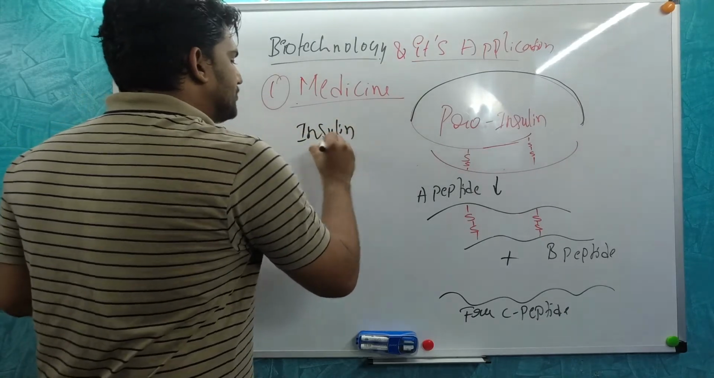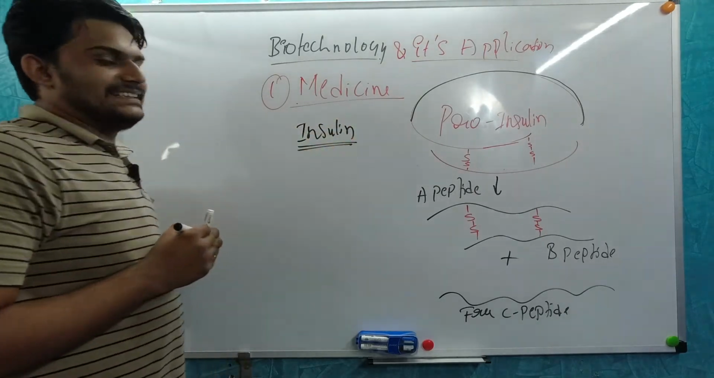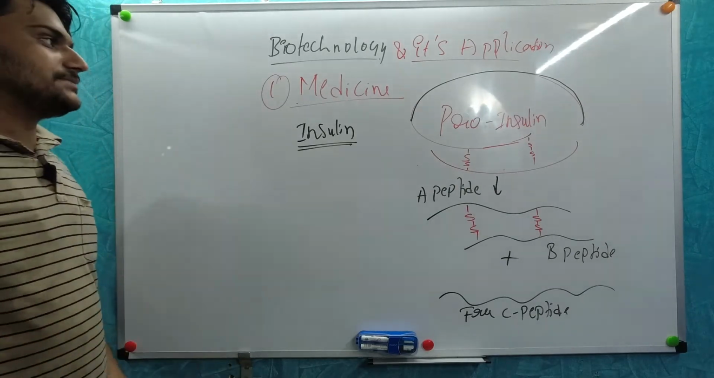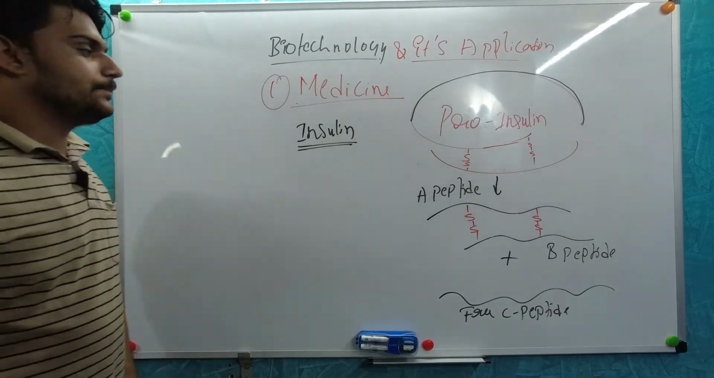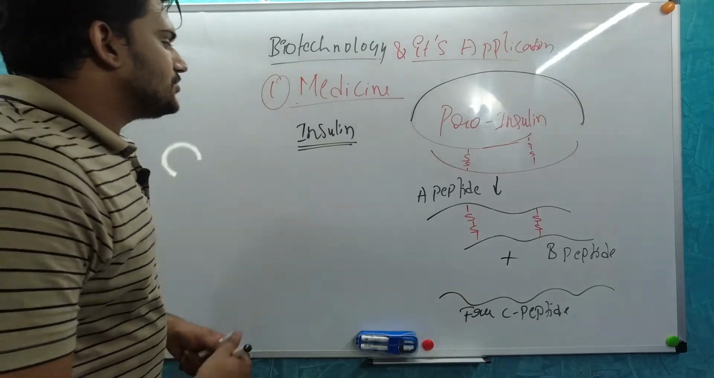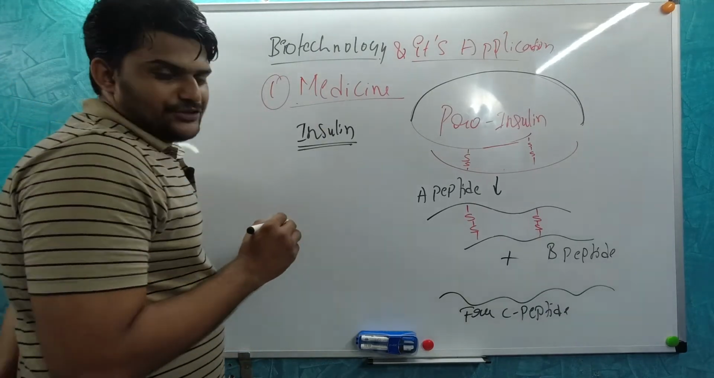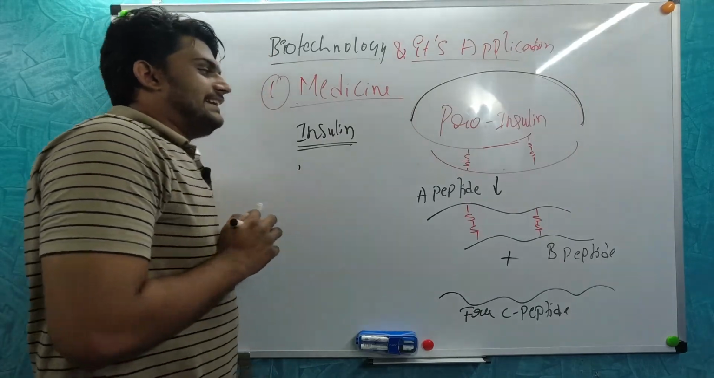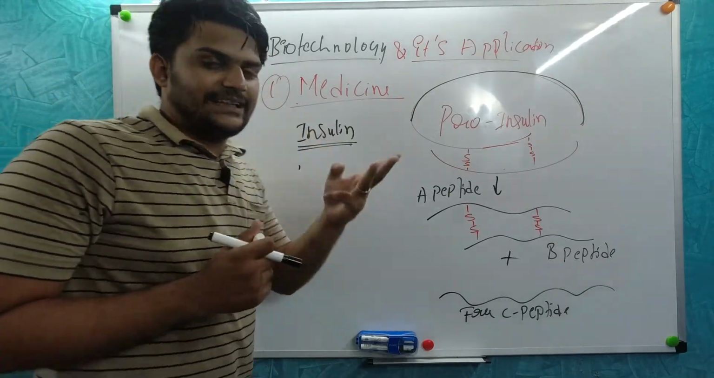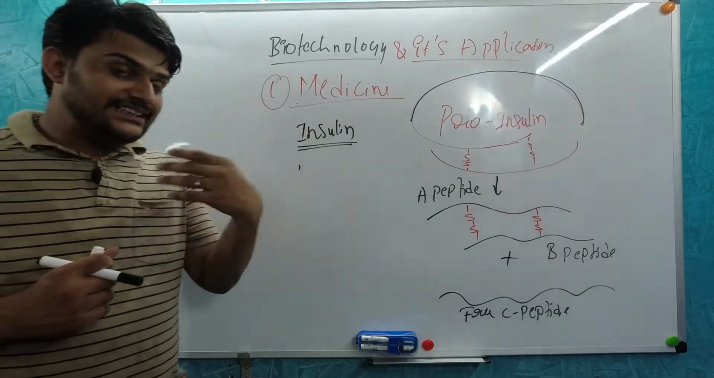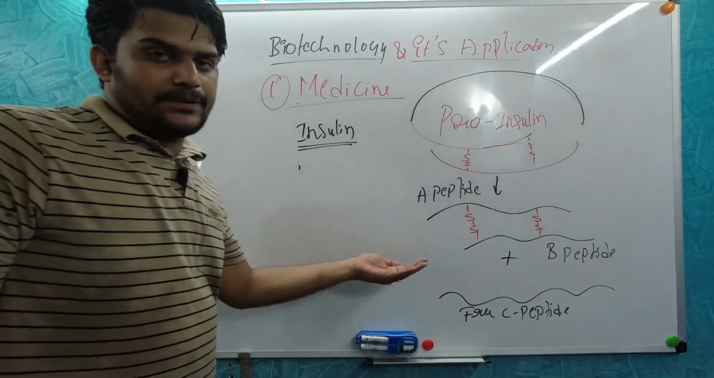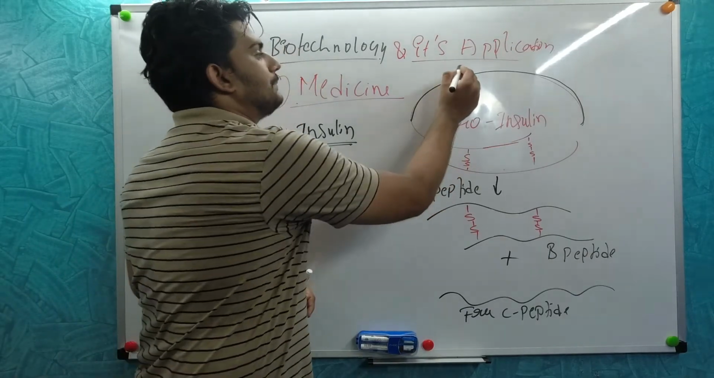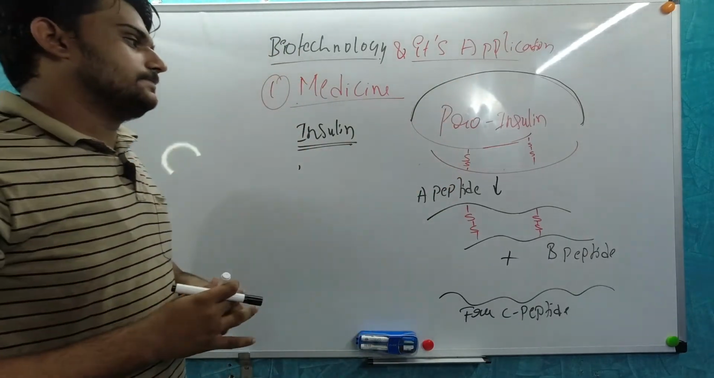Insulin is produced in our body by the pancreas. First let's learn how it is produced, and then I'll tell you how biotechnology has been applied. Insulin is produced in the pancreas, as you know. There will be a proinsulin, which is made of three types of peptides: peptide A, peptide B, and peptide C, all together.